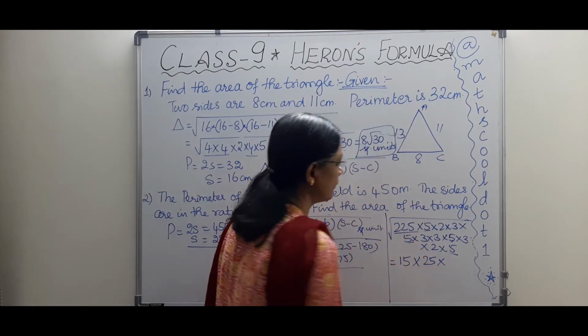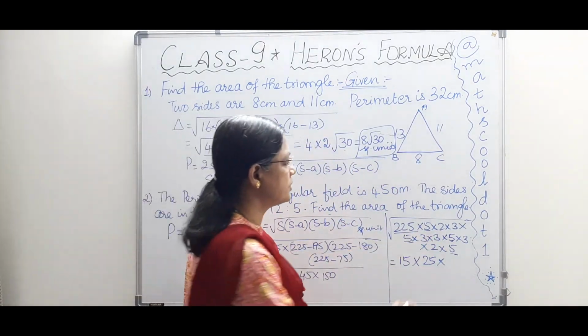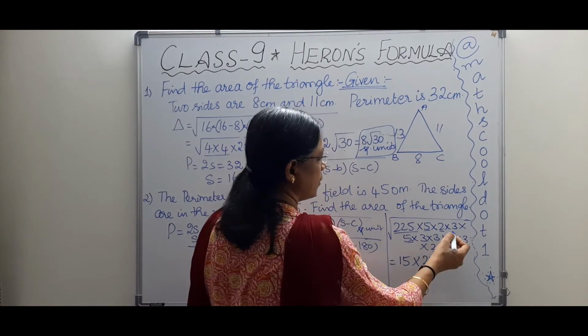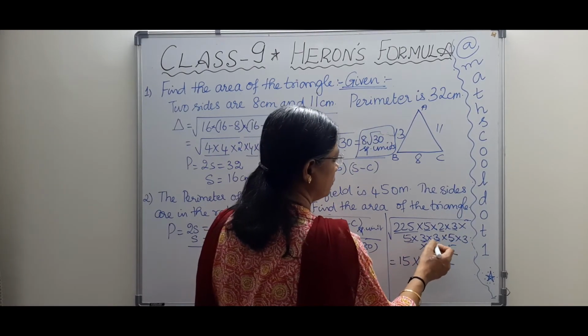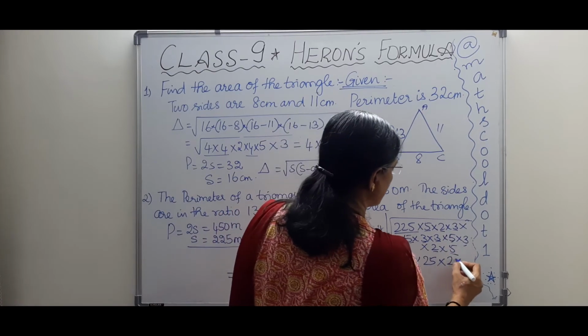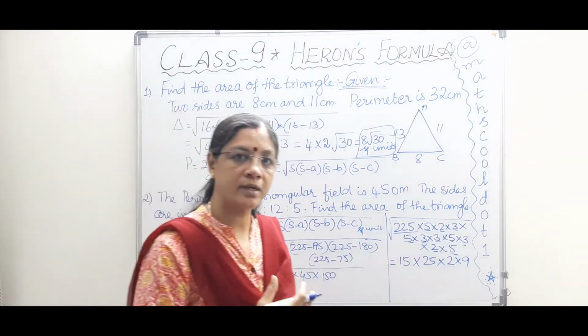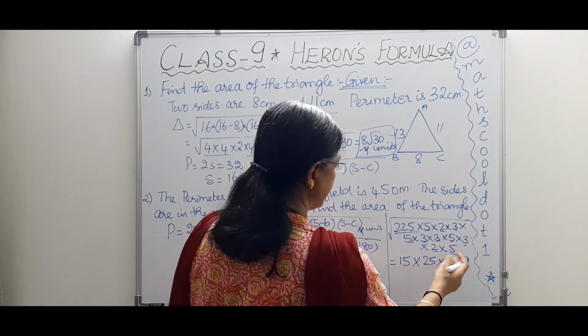Next, I see 2s here. I have only two 2s. So I take one 2 outside. Now how many 3s are there? See, 1, 2, 3, 4 3s are there. So I take 9 outside. For four 3s, two 3s I take outside because it is a square root. So 3 3s are 9.